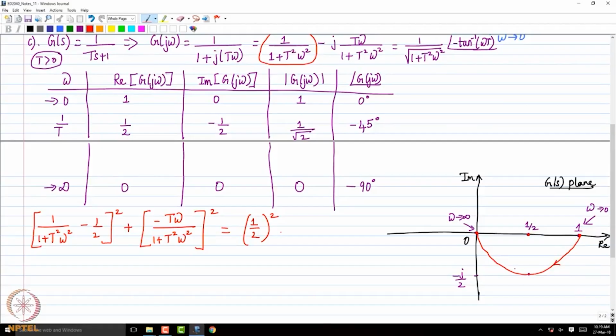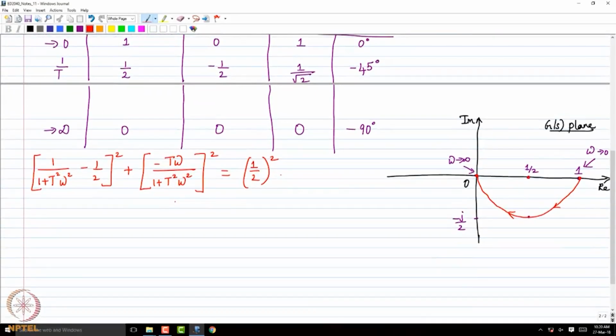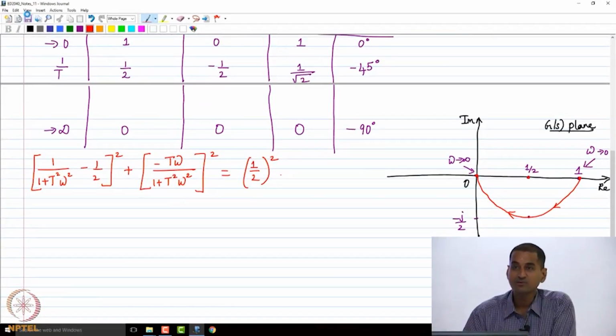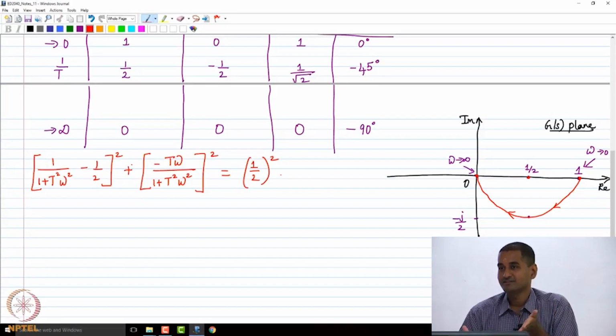I am going to draw an arrow like this to indicate what happens as omega increases from 0 to infinity. So that is the Nyquist plot of this particular factor, 1 by t j omega plus 1. Is it clear how we got it? Of course, when we ask how you pulled out this equation in the first place, that comes with experience. There is no hard and straight answer to that.